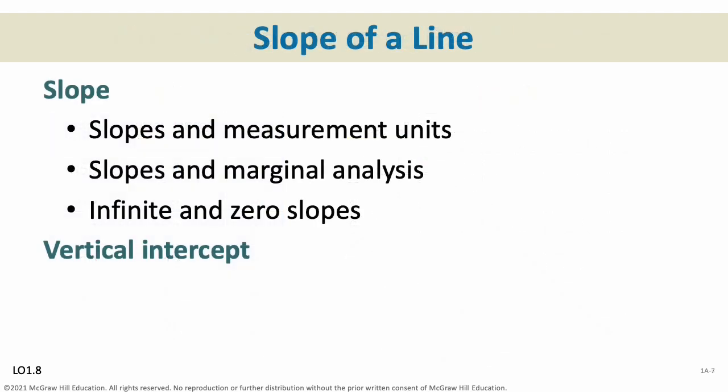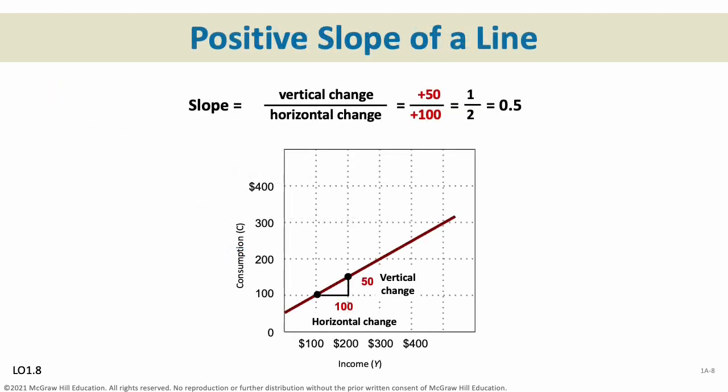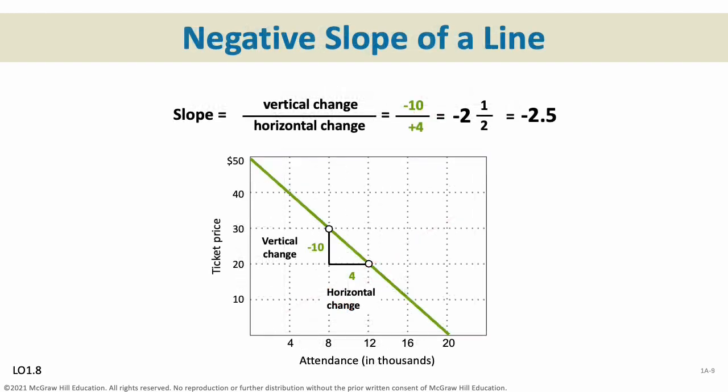So the slope of a line is what determines its shape, and we'll take a look at that in a minute. So if a line has a positive slope, it's simply vertical change over horizontal change, and in this case we have a slope of 1/2. That's what we looked at before with the consumption to income. If our line has a negative slope, it's once again vertical change over horizontal change, and in this case we have a slope of -2.5. That's what we looked at with the tickets versus attendance.